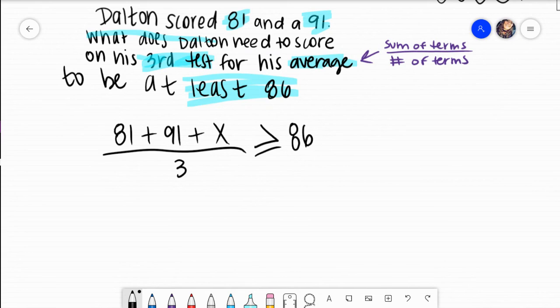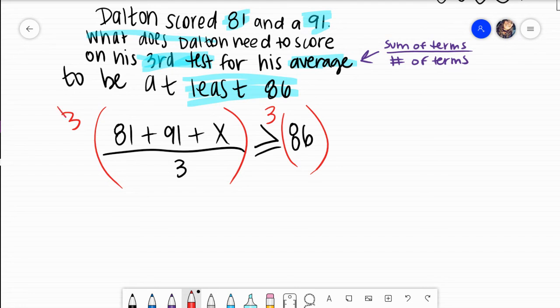Okay, so what I notice is an inequality. I need to solve it. I have a fraction on the left-hand side. I know how I can cancel that fraction: I multiply everything by the denominator. That cancels right there. And I get 81 plus 91 plus x greater than or equal to 3 times 86.